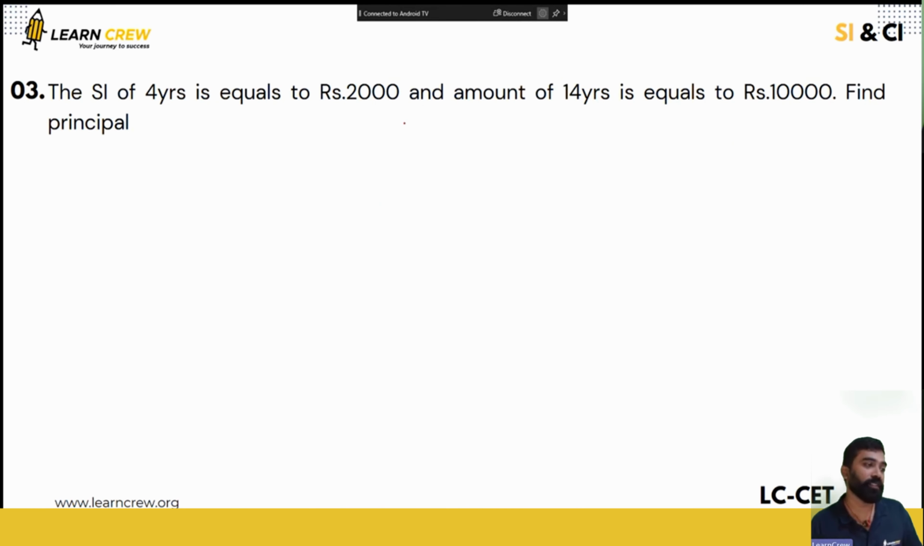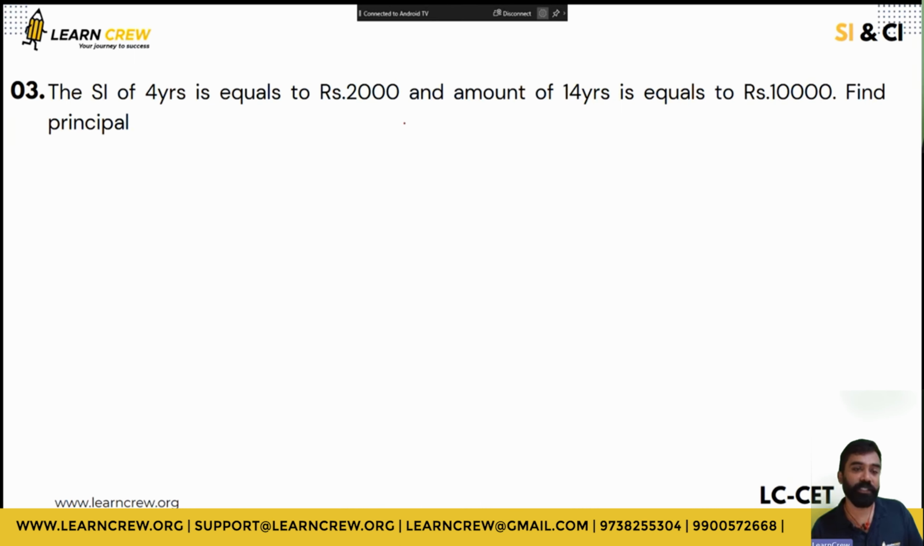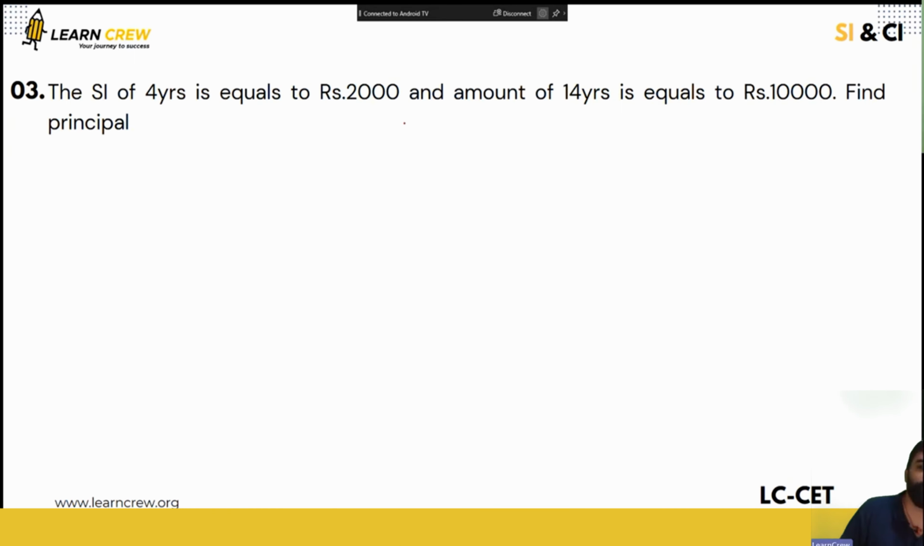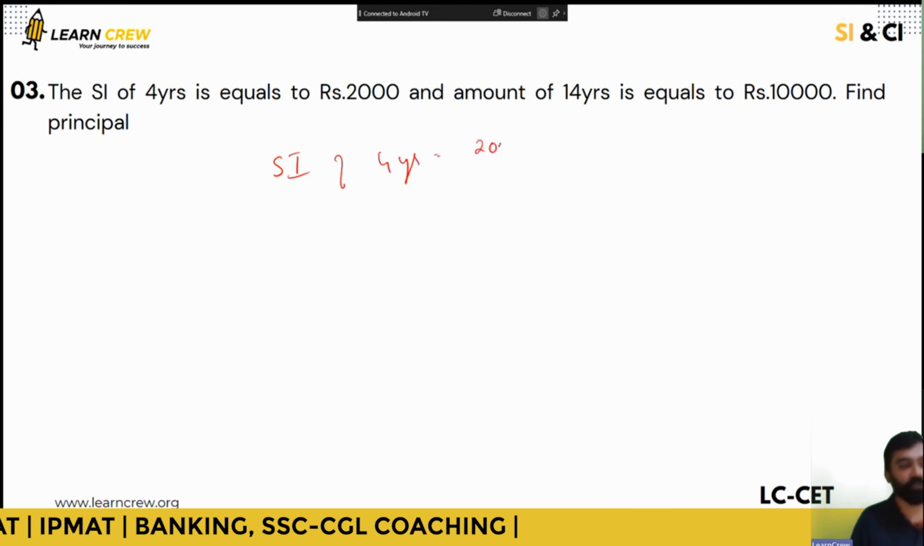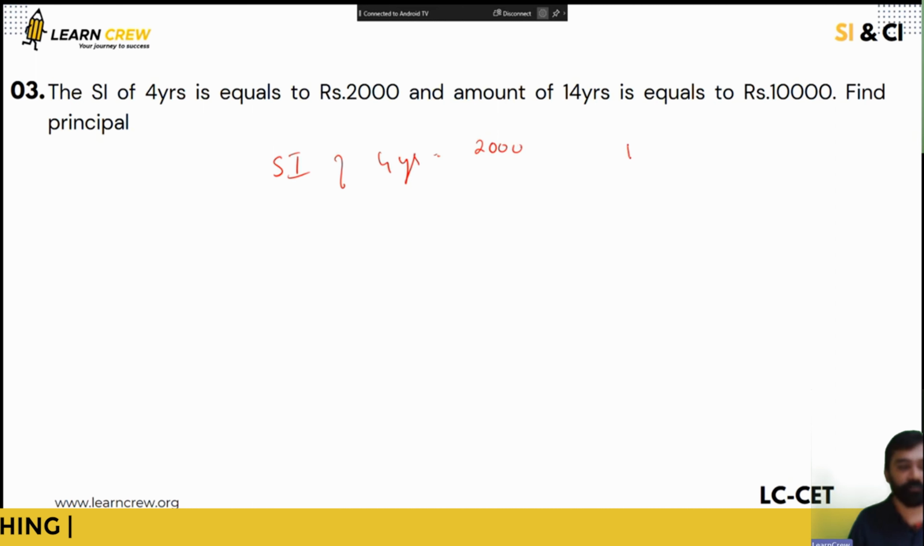Simple interest of 4 years is equal to rupees 2,000 and amount of 14 years is equal to rupees 10,000. Find the principal. They have given the simple interest for 4 years, which is 2,000. They are asking for 14 years, where the actual amount is 10,000.